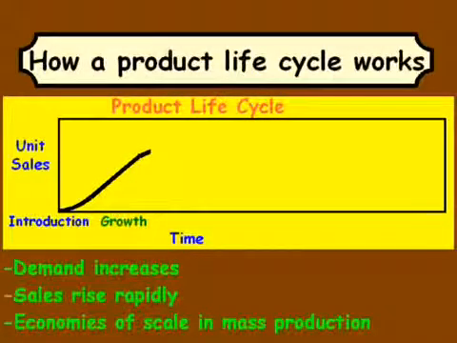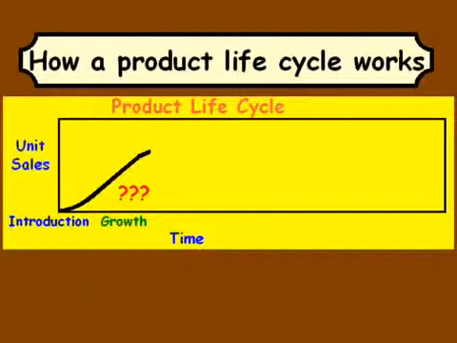In the growth stage, we've got demand increasing. Sales are rising rapidly. It could be 25% plus, 50% plus, over 100% plus. They're gaining economies of scale by mass producing, so they're driving their average cost down of the product. Times are really good. Now, this growth stage, I put a question mark here, is one of the trickiest stages for value in a business.